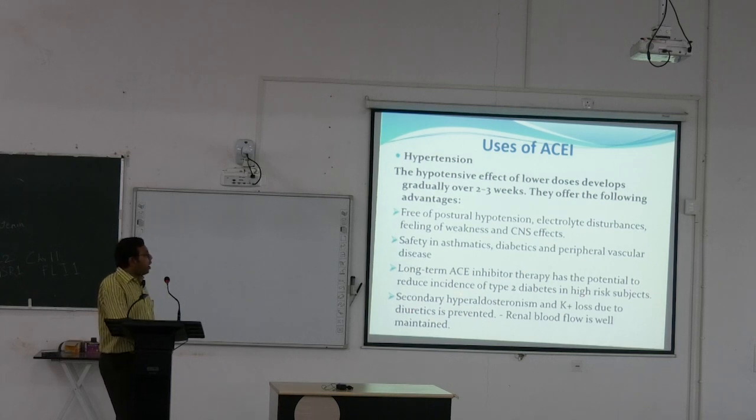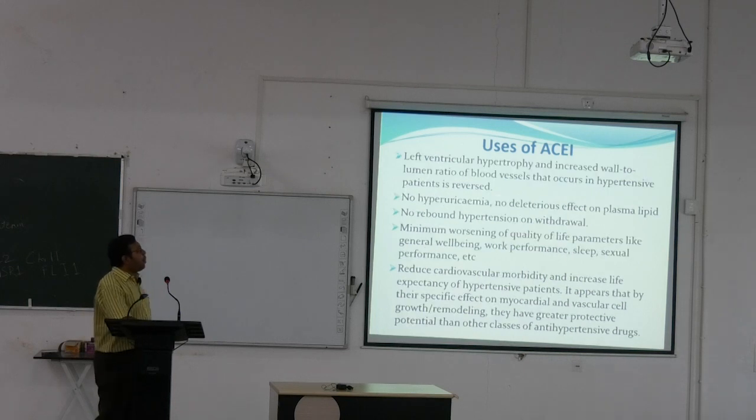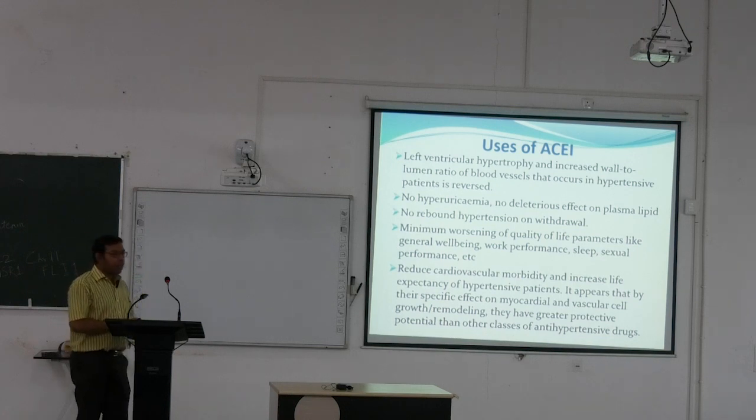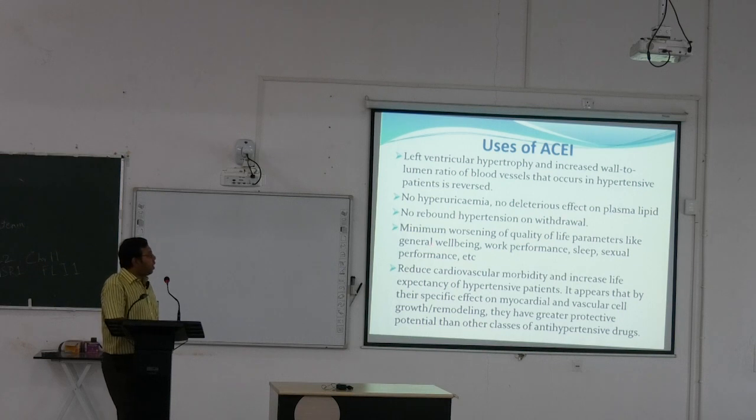It has been shown in a trial. Secondary hyperaldosteronism, that is, the secondary increase of aldosterone level, and potassium loss due to diuretics can be prevented if we combine them. Renal blood flow is well maintained. So these are the advantages. Left ventricular hypertrophy and increased wall to lumen ratio of the blood vessels is reversed. Already I have discussed that in hypertensive patients, hypertrophy of the heart happens. This hypertrophy of the heart can be reversed by means of the ACE inhibitor. No hyperuricemia, that is, uric acid is not increased. No deleterious effect on plasma lipids, that is, the plasma lipid profile is not altered. No rebound hypertension on withdrawal. Minimum worsening of the quality of life, like general well-being, work performance, sleep, sexual performance, etc. There are no changes.